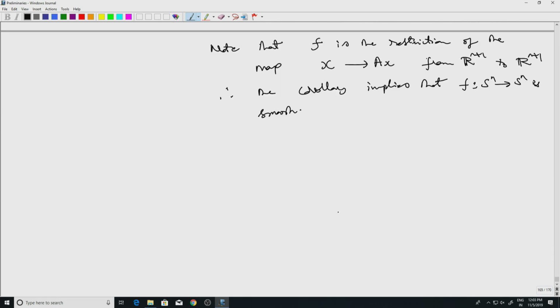Right. So that concludes our brief discussion of smooth maps and the regular value theorem. Now let's move on to the next topic, which is the notion of vector fields. Vector fields on manifolds.